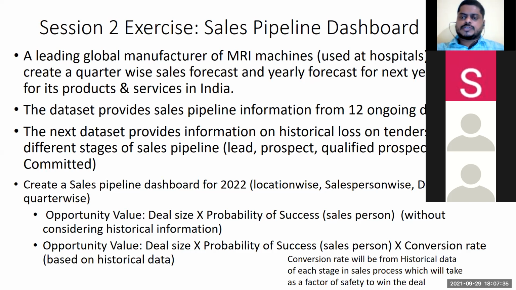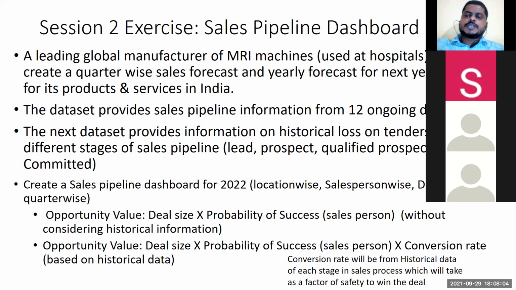So that is where those buying stages come in, right? The customer moves from lead to a prospect to a qualified prospect to finally committed, right? Again, different companies might use different terminology to identify them. So that is where you build a sales pipeline, from a company perspective, for let's say GE or Siemens or Philips, whichever company is selling those MRI machines, CT scan machines.